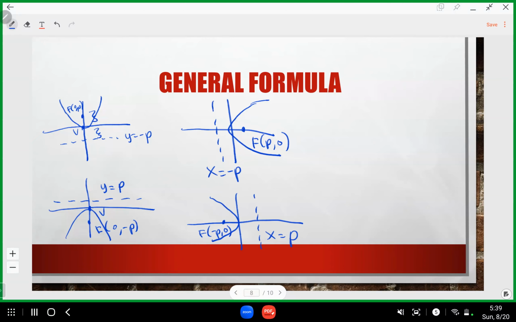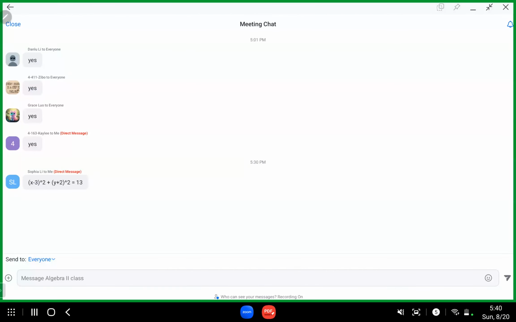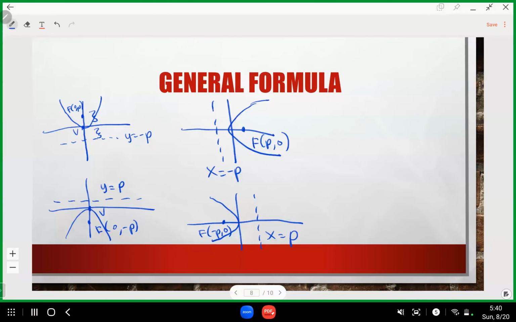Right. So what are the actual general formulas for this? But before that, are there any questions about how this happens? Are there any questions? If there are no questions, then I will continue. So this first one, where it opens up, is x squared equals 4py. Where it opens down is pretty self-explanatory, right? It's x squared equals negative 4py. Because it's negative, it opens down. Now, the difference here is when it opens sideways: y squared equals 4px, and y squared equals negative 4px here.